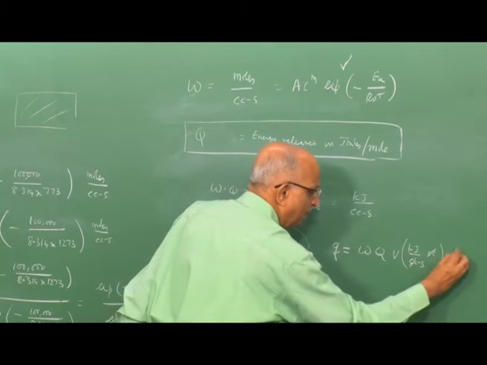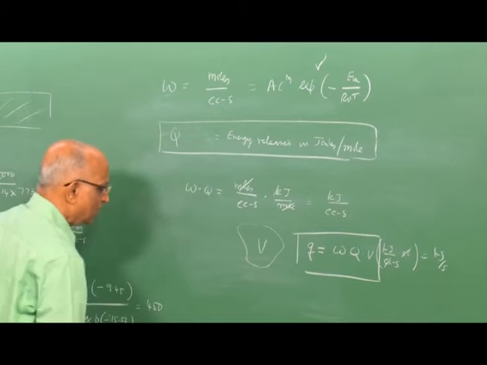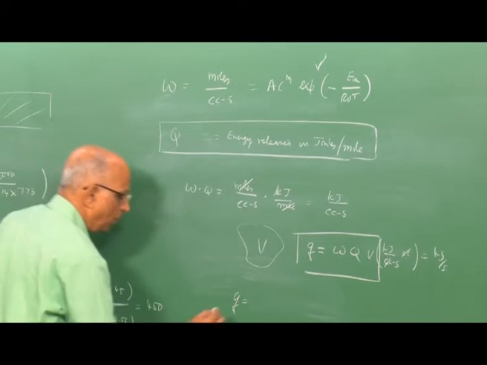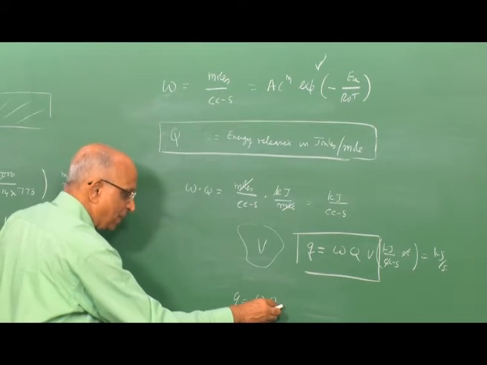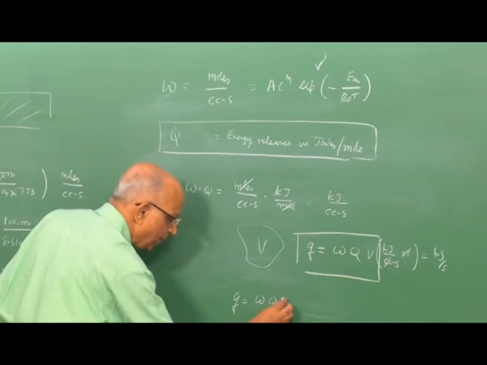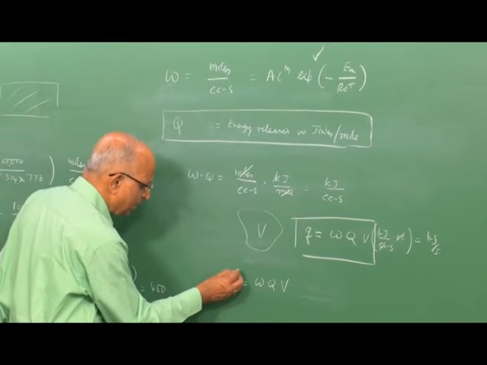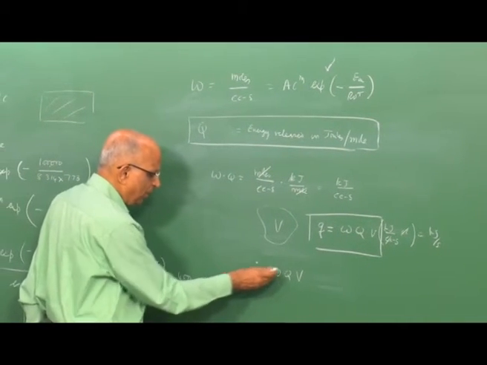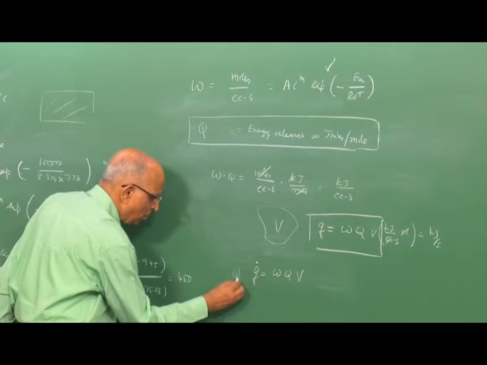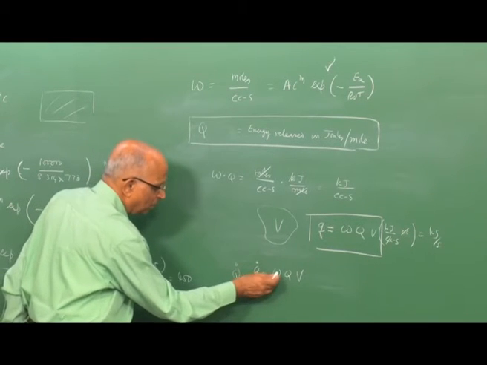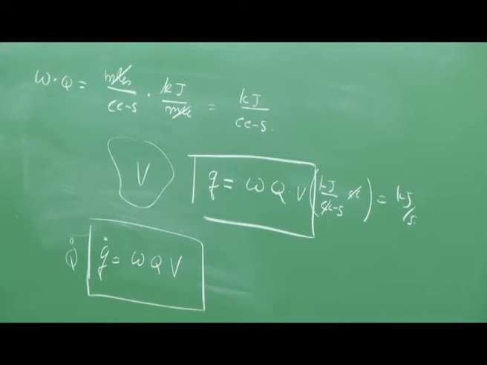Well, this cancels, I have kilojoules per second, and this is how we calculate the rate of energy release. We tell ourselves, q is equal to omega into the energy release in the reaction, which we calculated per mole based on heat of formation. Since we are talking about the rate of energy release, let us put a dot over here. We are talking of dq by dt, or if you want, you can still use the q, provided you do not confuse. We can say q dot is equal to omega qv, which is the rate at which energy is released in a particular reaction.